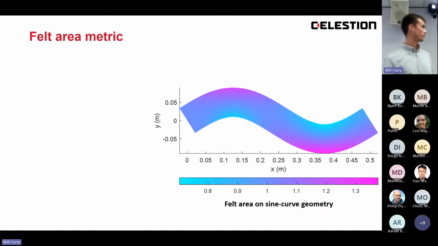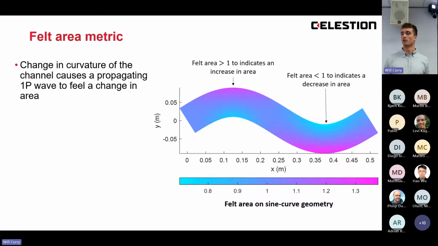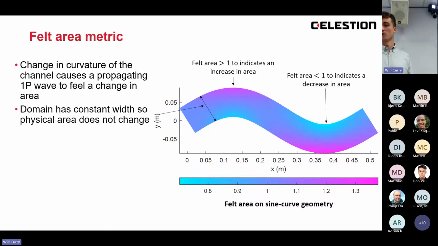This plot here shows the felt area metric on that same thickened sine curve shape. Now, interestingly, the change in curvature of the channel causes a propagating single parameter wave to feel a change in area, which is why it's called the felt area metric. So it indicates an increase in area on the outside edge of the bend, and then a decrease in area on the inside edge of the bend. And this is interesting because the domain has a constant width, so the physical area isn't actually changing.